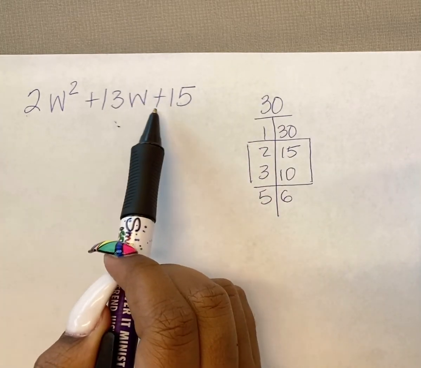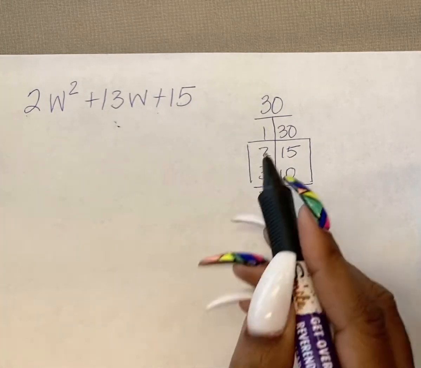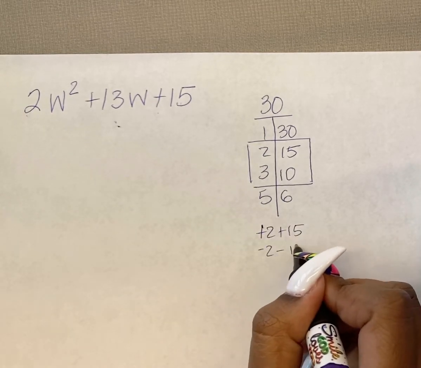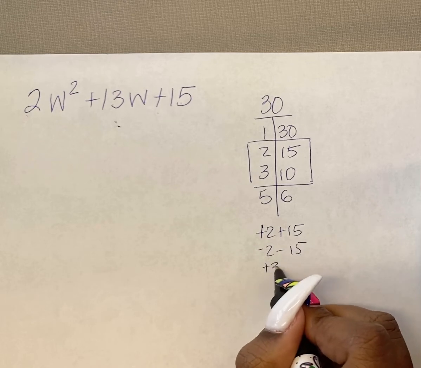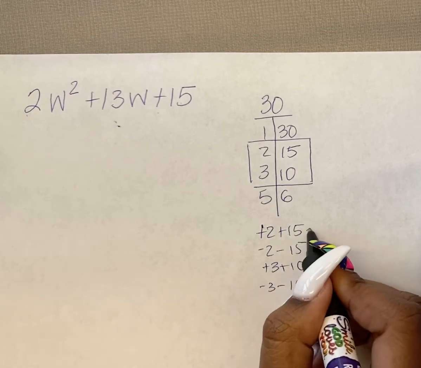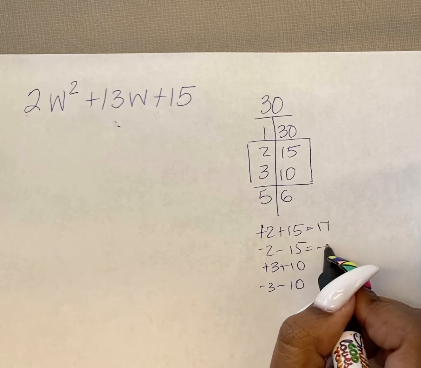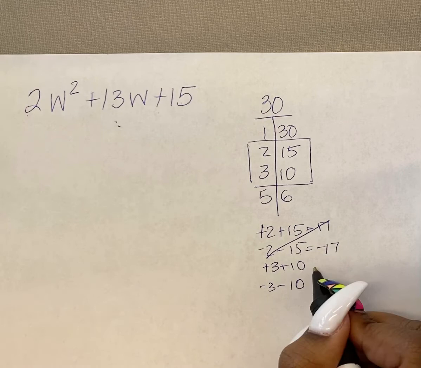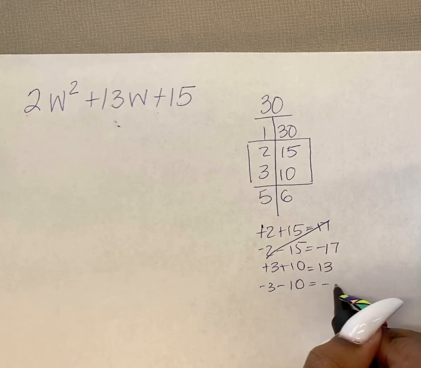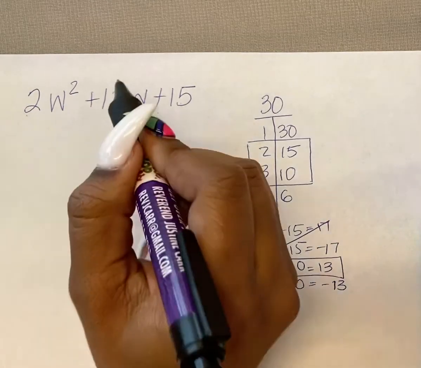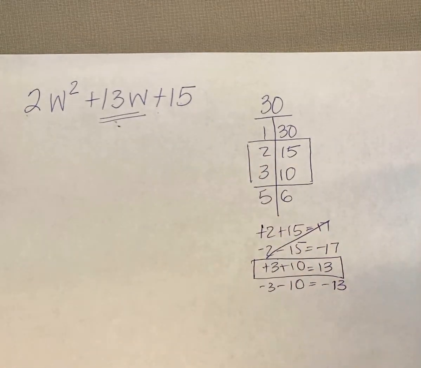C is positive, so my signs are going to be the same. So either positive 2, positive 15, or negative 2, negative 15, positive 3, positive 10, or negative 3, negative 10. This gives us 17, and this gives us negative 17. So we know that pair we're not going to use. And this gives us 13, and this gives us negative 13. We need a positive 13 because B is positive 13.